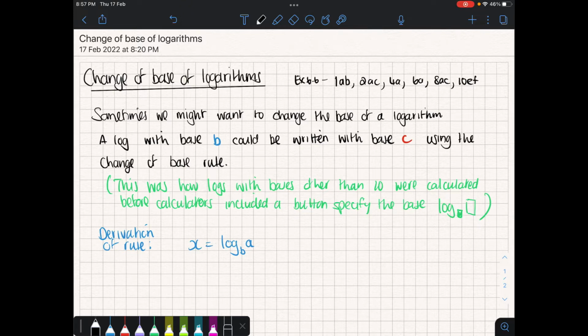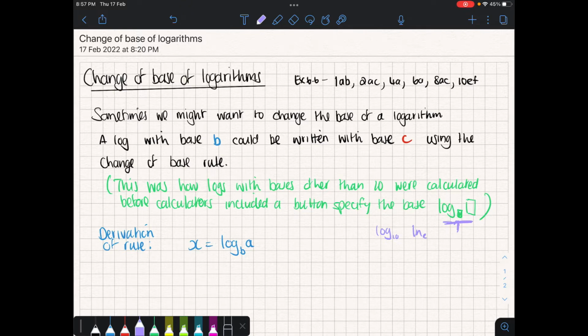Well, it might be interesting to know that this is how logs with bases other than 10 were calculated before calculators included a specific button. Okay, so in the olden days, the log button where you can input the actual base didn't exist. The only buttons you had on the calculator were the log button, which was to base 10, and the natural log button, which is log to base e, which we'll learn about later on. So let's see where we get this change of base rule from.